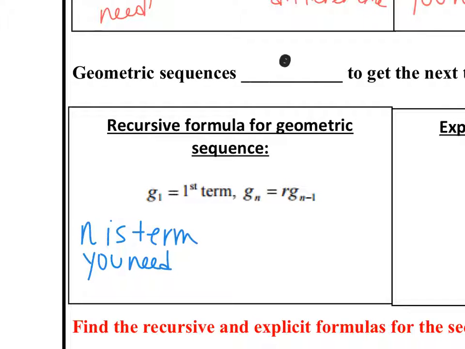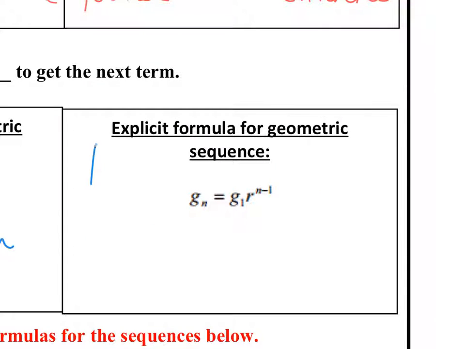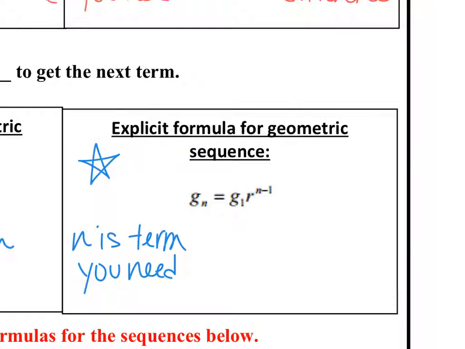First term, literally the first number that you see in the row. R stands for common ratio, what you multiply by. Explicit is just better. Okay, so explicit, if we're finding like the 30th term, this is what we want to use. N is a term you need. G1 is your first term. R, common ratio.